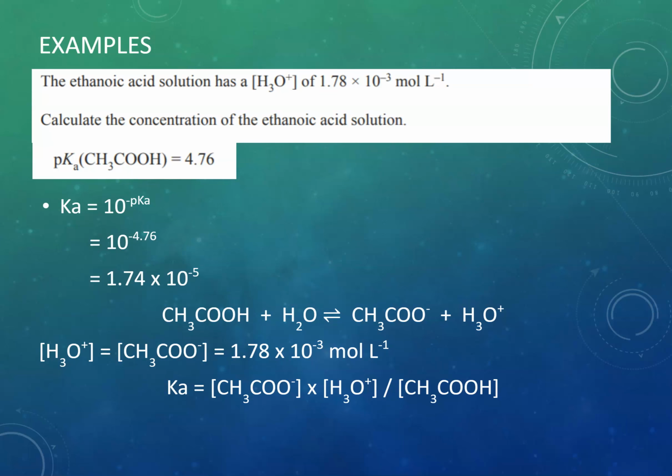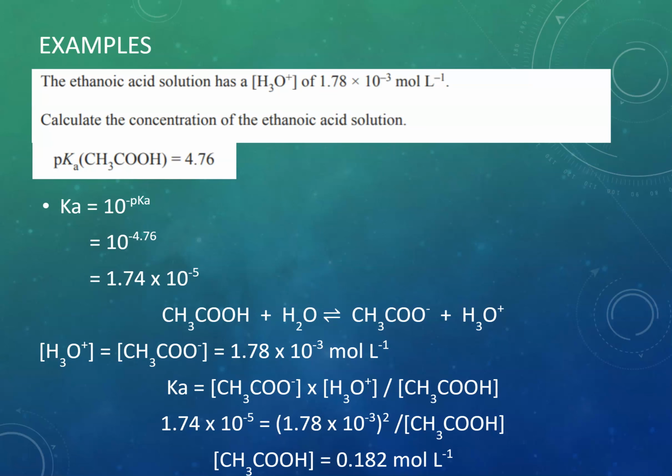Right, so now I've got my Ka expression. All I need to do now is substitute my numbers in and then rearrange and solve. It's just an algebra problem at this stage. And so the concentration of ethanoic acid is 0.182 mole per litre.